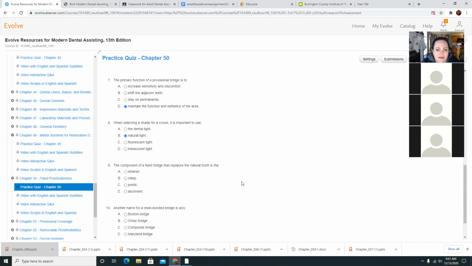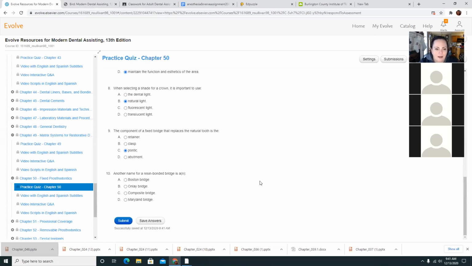The component of a fixed bridge that replaces the natural tooth is what? C, Pontic. Another name for a resin bonded bridge is a... D. Does everyone know what a Maryland bridge is? No. So a Maryland bridge has a Pontic.